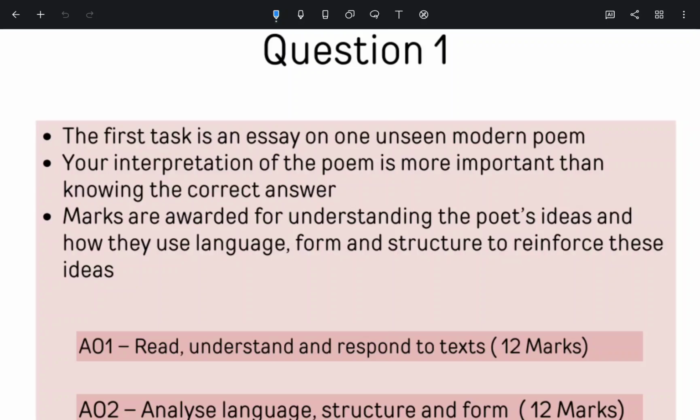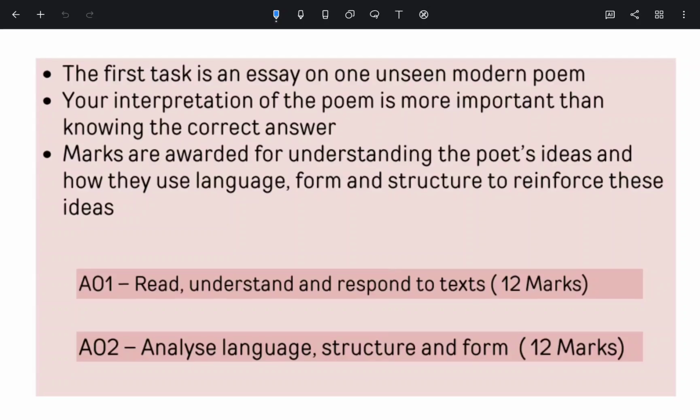Now, moving back to question 1. Your first task is an essay on one unseen modern poem. So they will provide you with a poem that you've never seen before, most likely, and you'll be asked to answer the question based on that. Now, your interpretation of the poem is more important than knowing the correct answer, and marks are awarded for understanding the poet's ideas and how they use language, form, and structure to reinforce these ideas.